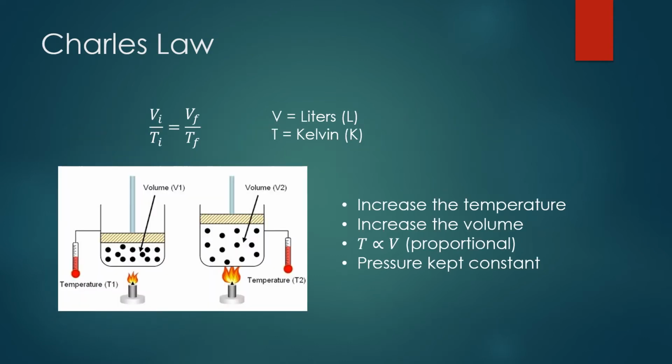Let's look at the next equation. Charles' law. So with Charles' law, we are looking at volume and temperature. So what is the relationship between volume and temperature? Well, volume and temperature in Charles' law are actually proportional. So what that means is if one goes up, the other goes up. So if we increase the temperature, we're going to be increasing the volume, and that's what this picture here is showing, right? The flame increased, meaning the temperature increased, making the volume of the gas increase as well.